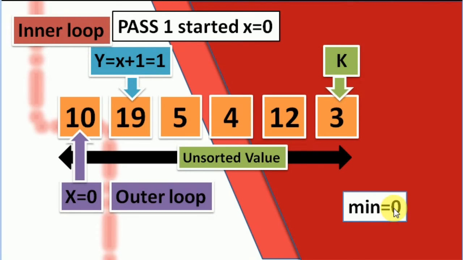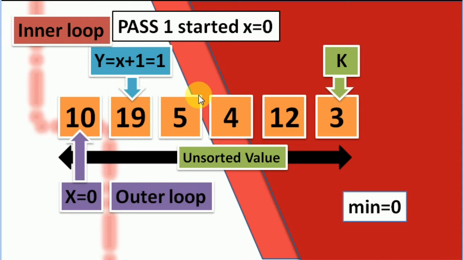When the inner loop starts, it starts from y equals x plus 1. That means 0 plus 1 equals 1. It means the inner loop runs from 0 to k, and each value in the list is going to be checked with the number in this block that is stored as the minimum. We are not supposed to check with the help of x. We are going to check the value with the help of this min. How is it going to happen?